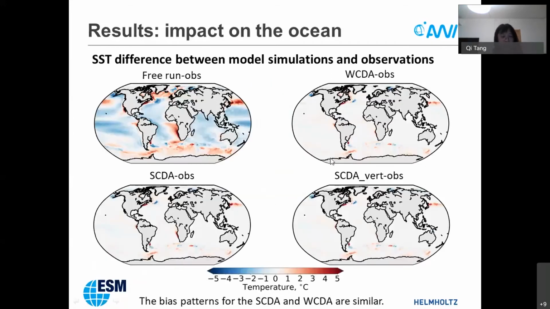Globally, the SST bias is largely reduced by the data assimilation, and the bias patterns for these two strongly coupled runs and the weakly coupled run are very similar.